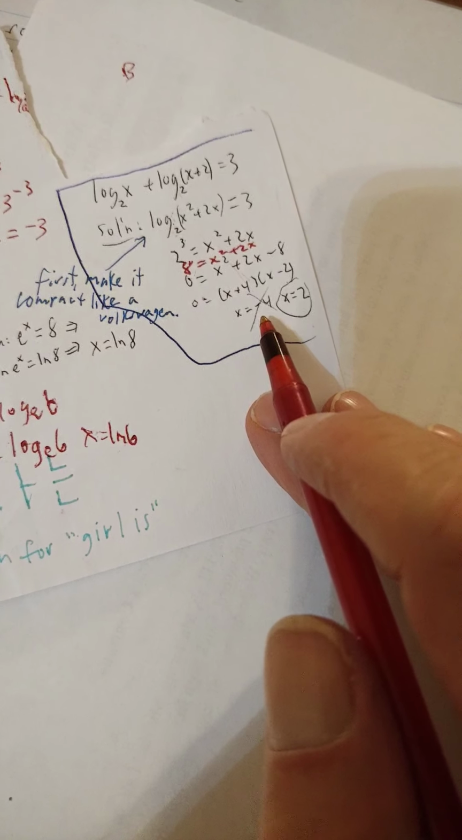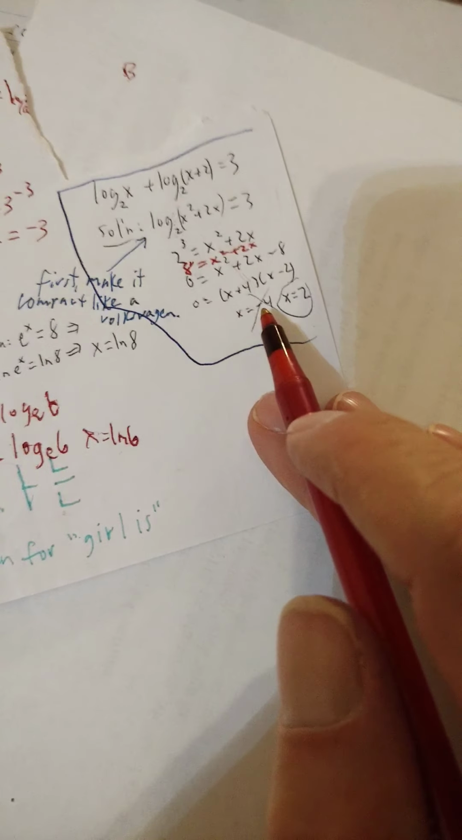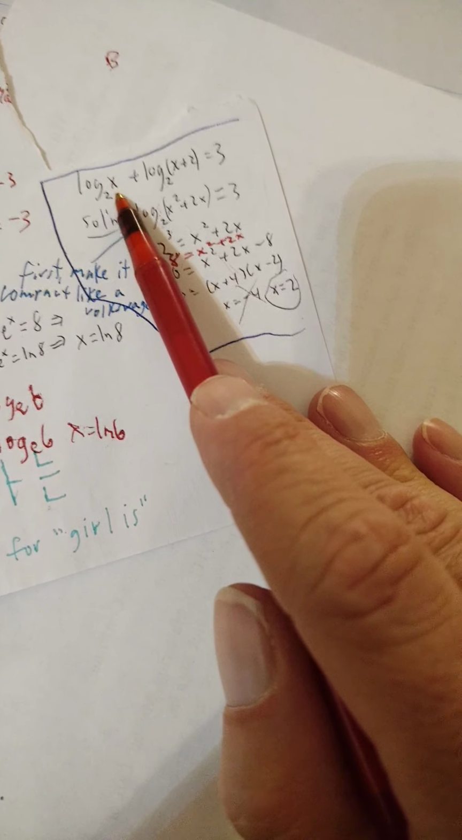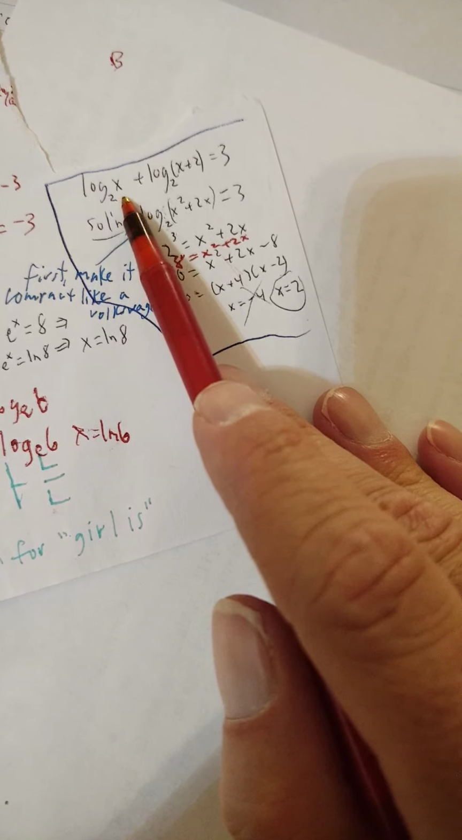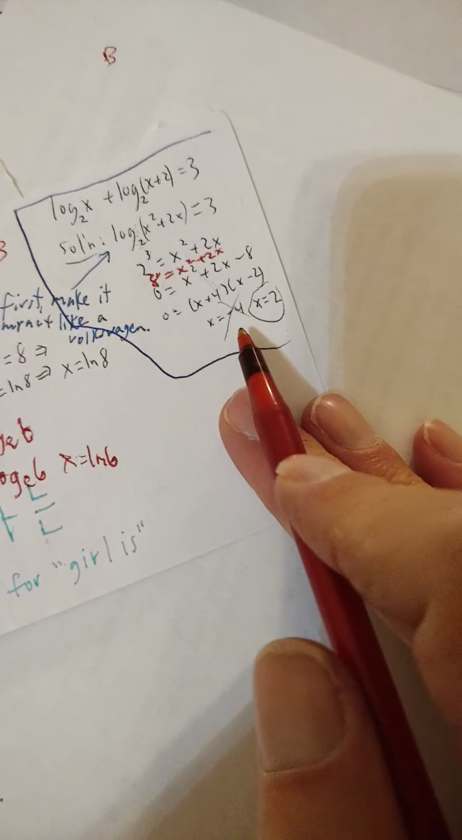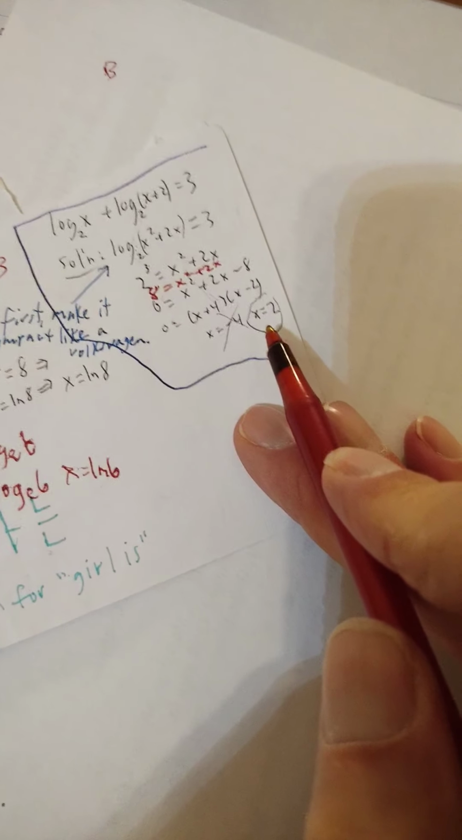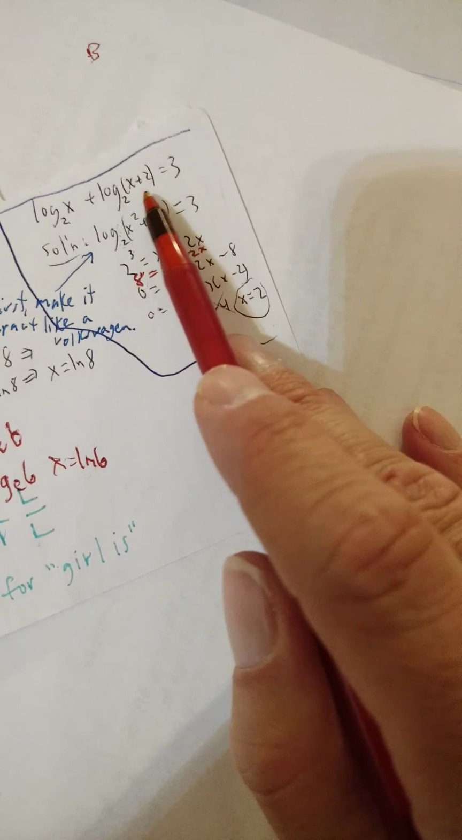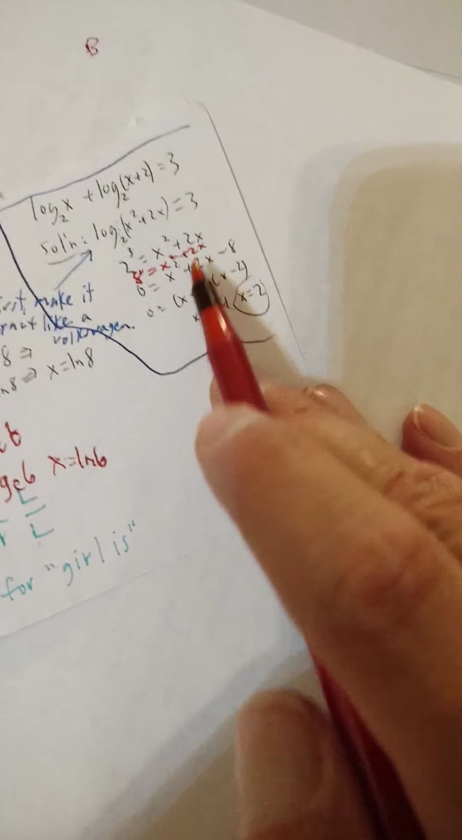Whatever you get for x has to be in the domain. We get x equals -4, but can we let x be -4 there? No, you cannot have a negative argument. So reject that one. Put an x through it. But this one's okay, x equals 2. You still get a positive argument here as well as here. 2 plus 2 is 4. So that's the answer there.